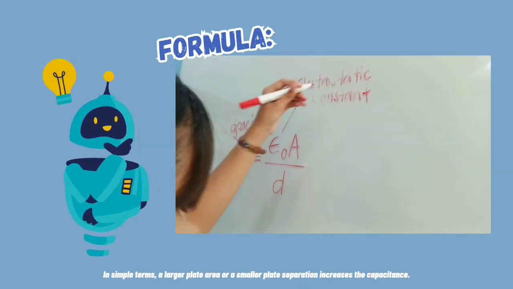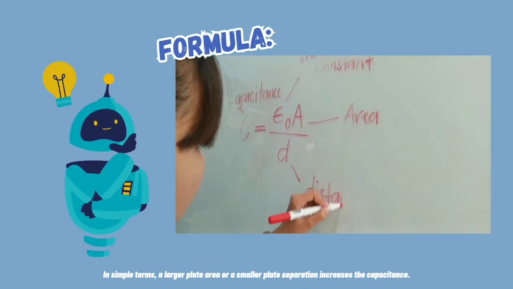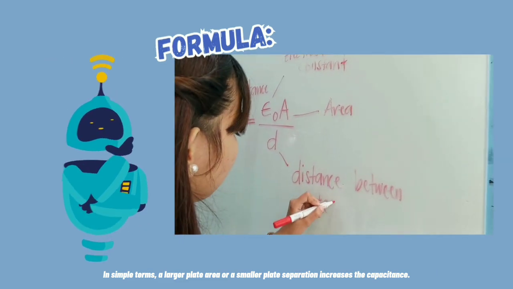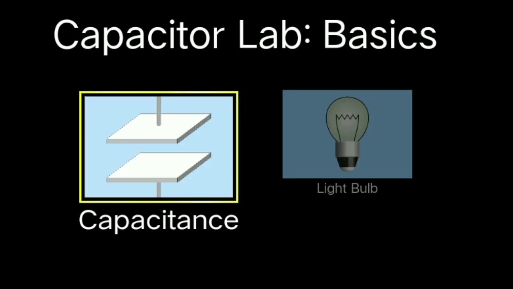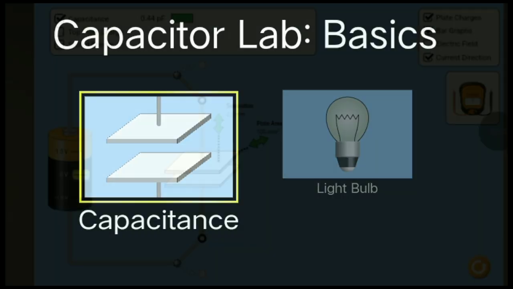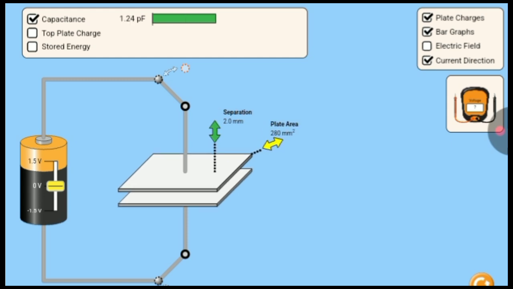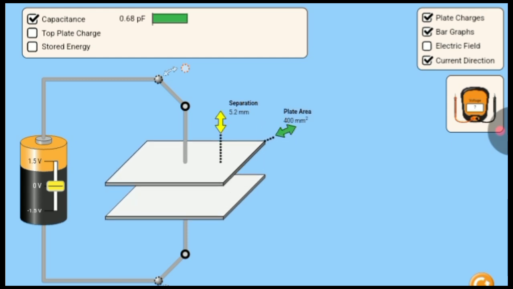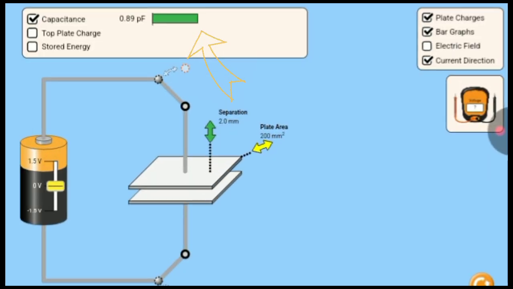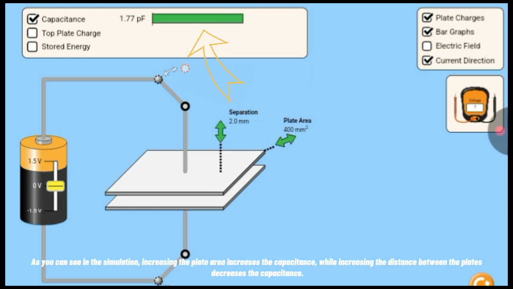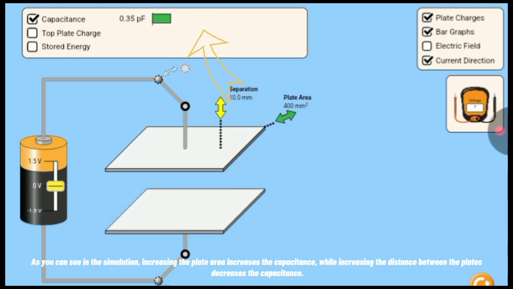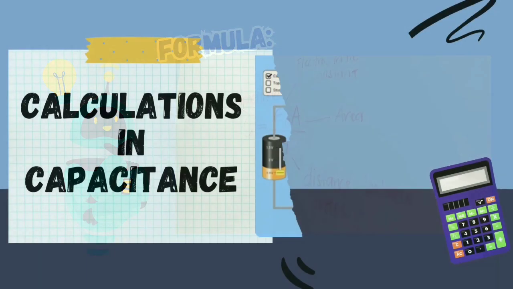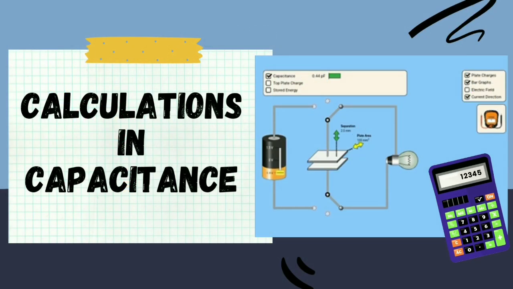In simple terms, a larger plate area or smaller plate separation increases the capacitance. Let's take a look at this in the PhET simulation. As you can see in the simulation, increasing the plate area increases the capacitance, while increasing the distance between the plates decreases the capacitance. Now, let's talk about calculations in capacitance.